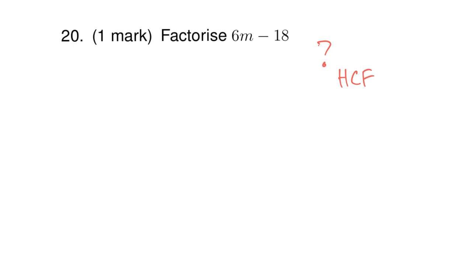So I'm looking for a highest common factor of 6m and -18. So is there a number that fits into both of those? Well, as I look at it, I can tell that the answer will be 6, because 6 fits into 6m and 6 fits into -18. That highest common factor is the number that goes outside my brackets. So I'm going to start with 6, and then I'm going to have some brackets.